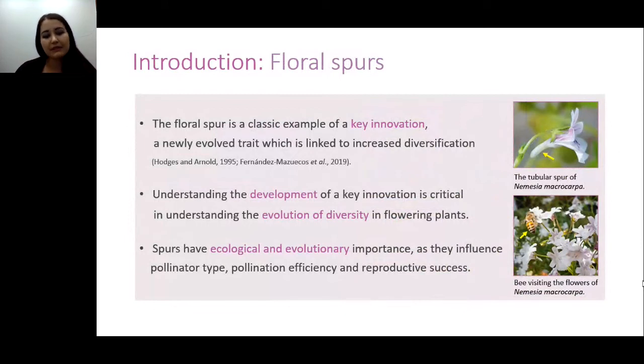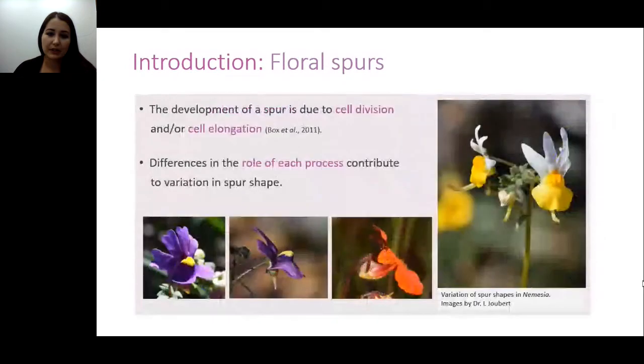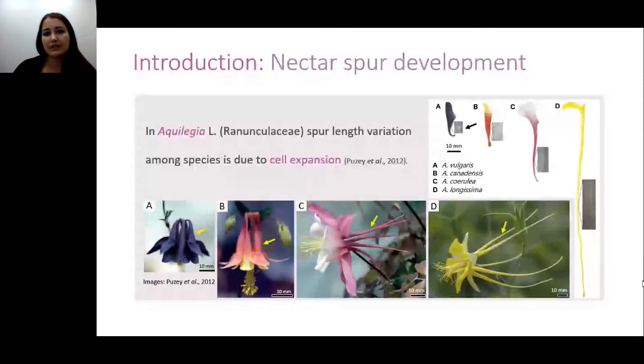Floral spurs evolved independently in related flowering plant families, and because of that, differences in the origin and basis of spur development occur. The development of a spur is due to cell division and cell expansion, and these processes contribute to variation in spur shape. For example, spur length variation among species is due to cell expansion, with the shorter spurs having shorter cells compared to the longer spurs, which have more elongated cells.